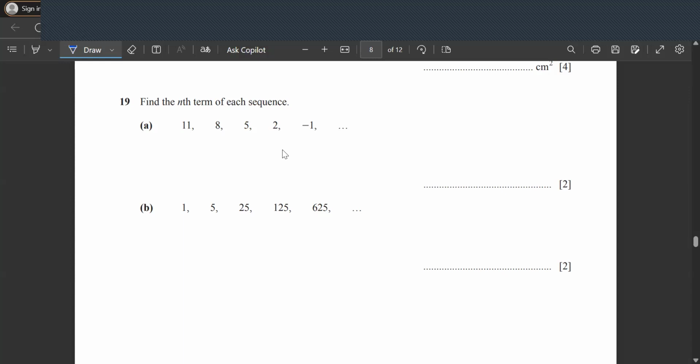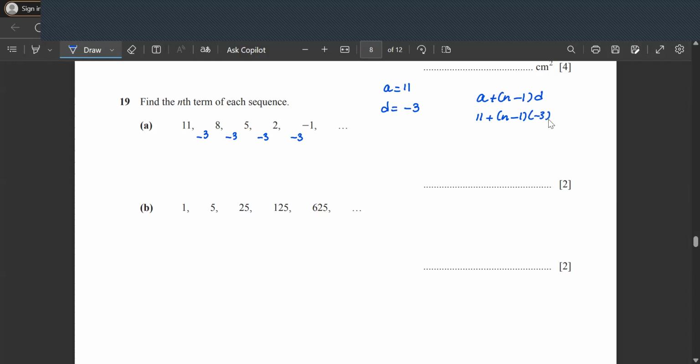So it is decreasing. From 11 to 8 I did minus 3, then from 8 to 5 minus 3, then from 5 to 2 minus 3. So this is the linear one, the easiest one. a equals 11, the first term, and d equals the common difference, which is negative 3. Plug into the rule a plus (n minus 1)d: 11 plus (n minus 1) multiplied by negative 3.